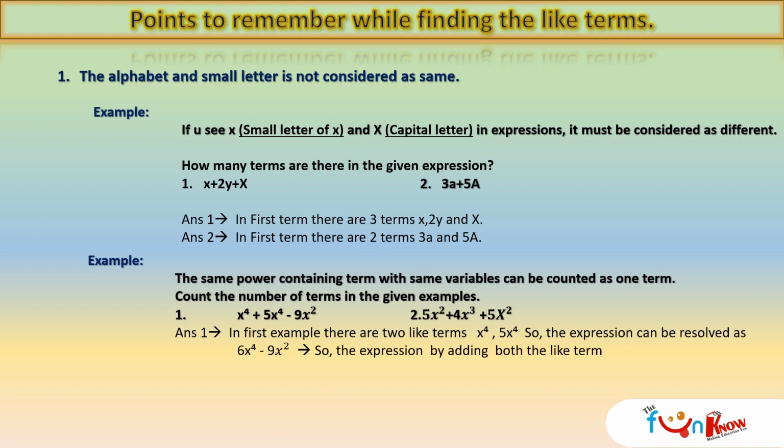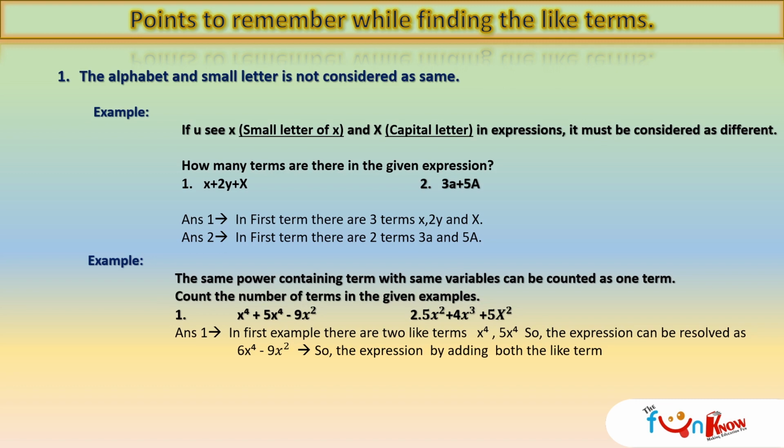This was one example. There's another example. Just check out this example, students. 5x squared plus 4x cubed plus 5X squared. But students, have you noticed what is the difference over here? In the first term, 5x squared, the x is a small letter x, and in the third term, the X is a capital letter X.